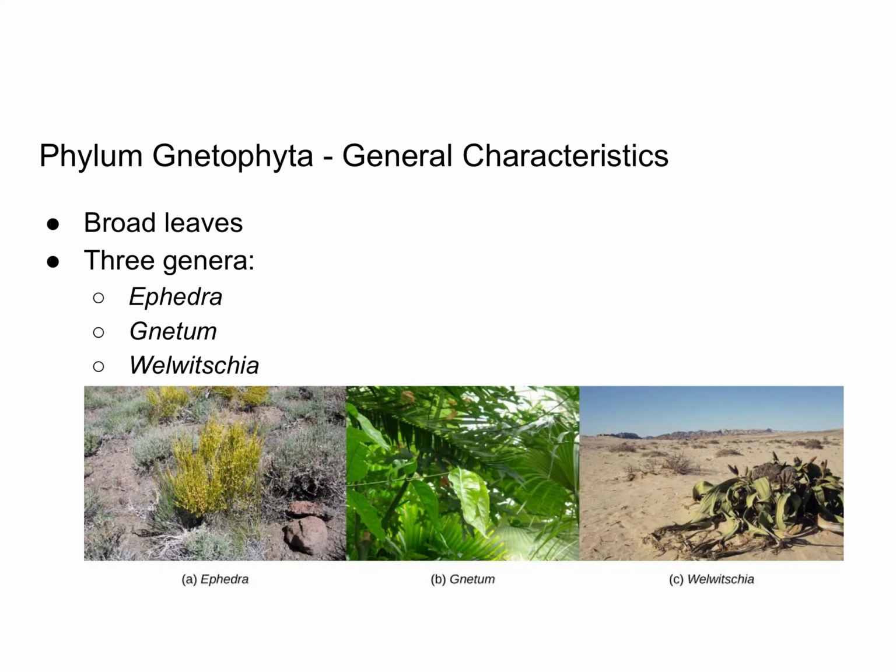Now we'll take a look at the phylum Gnetophyta. The phylum Gnetophyta have broad leaves, and there are three genera, which are just a more specific level of classification found in this phylum. And so we're going to talk a little bit more about Ephedra, Gnetum, and Welwitschia.